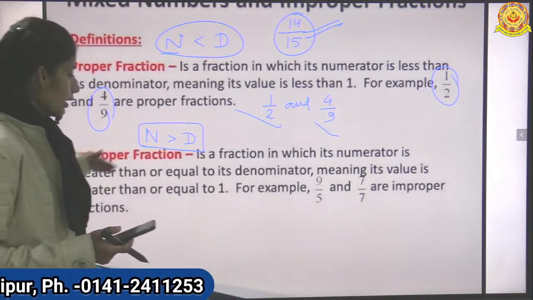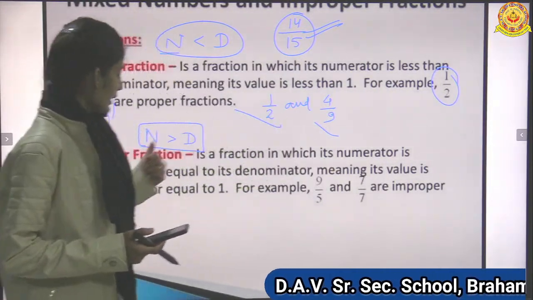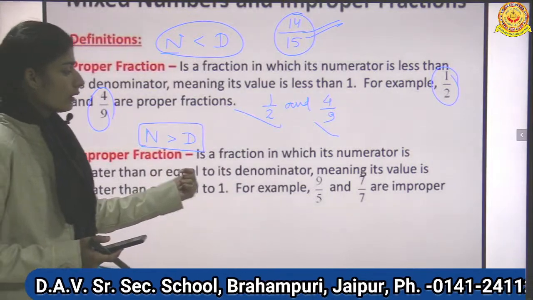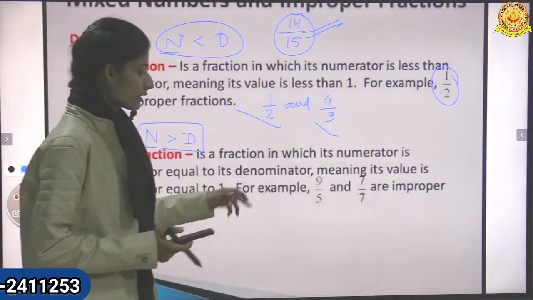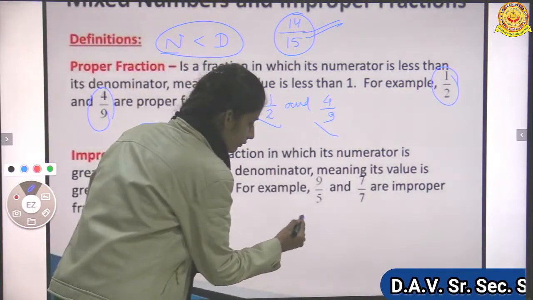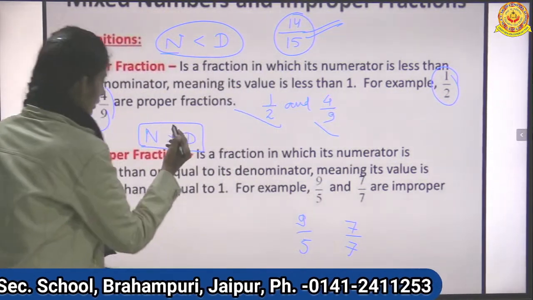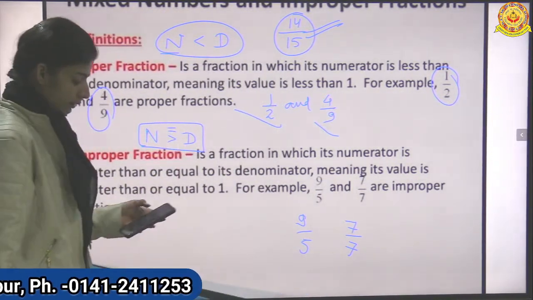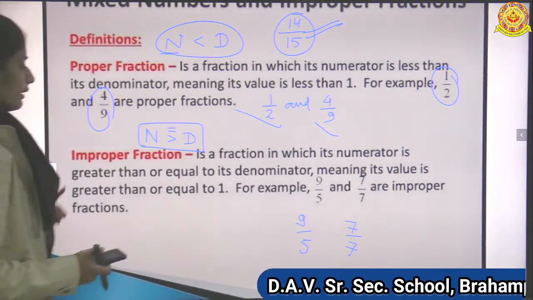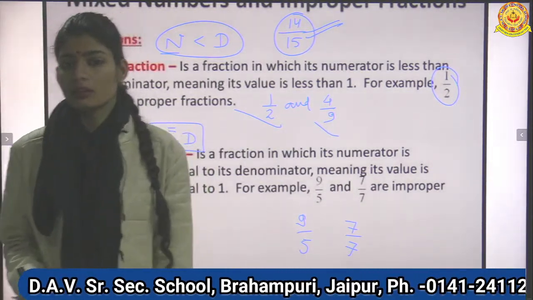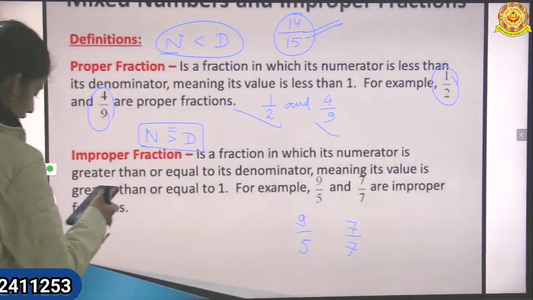Now reading out the reading part. Improper fraction is a fraction in which its numerator is greater than or equal to its denominator, meaning its value will be greater than or equal to 1. For example, 9 upon 5 and 7 upon 7. You can write equals to here also. If numerator and denominator both are equal, or if numerator is greater than denominator, then also the fraction is said to be improper fraction.